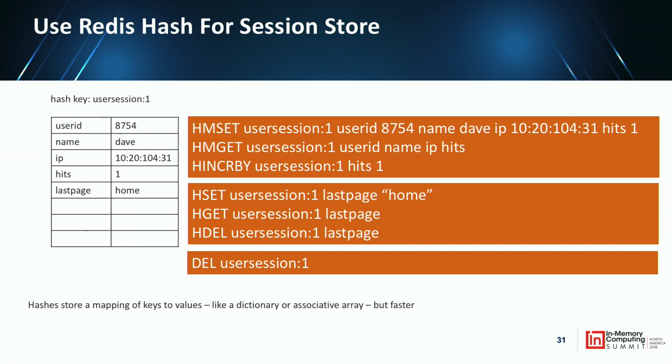And then what we're doing is setting up multiple fields. So userID is my first field, and the value is 8754. Name is the second field, and Dave is the value. IP is the third field, and there's the IP. And then hits is the fourth field, with a value of 1. How many times did I come back? Now I can HMGET. I want to get multiple fields back from user_session:1. And I can also use HINCRBY. So hash increment by, and I want to increment my field hits by 1. Okay, and then it's going to keep tweaking that.